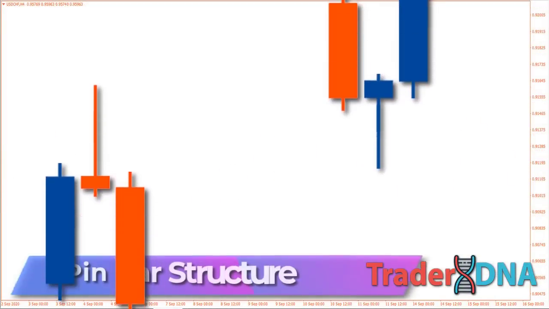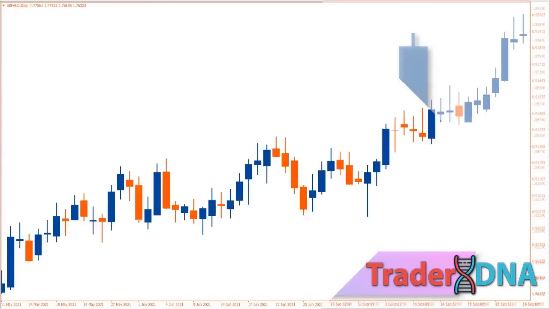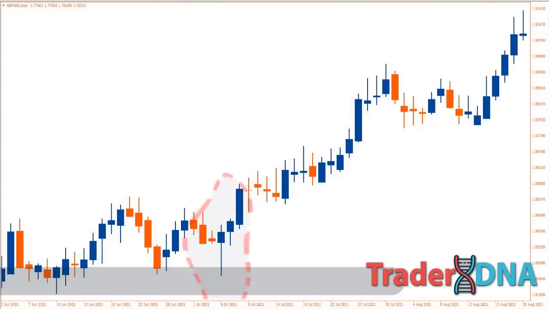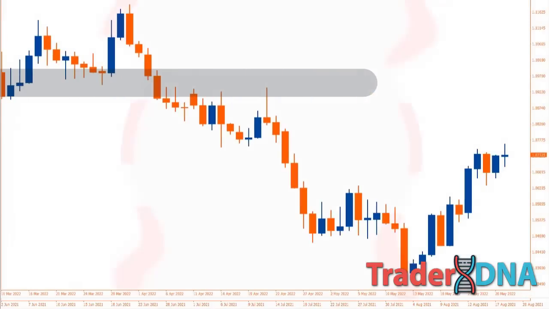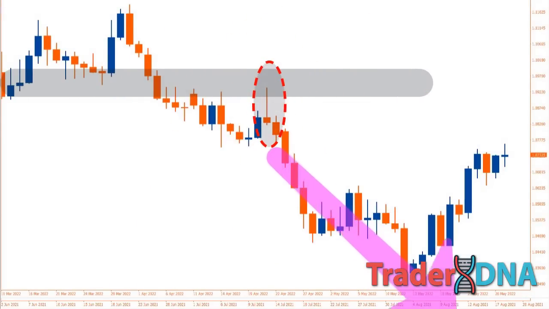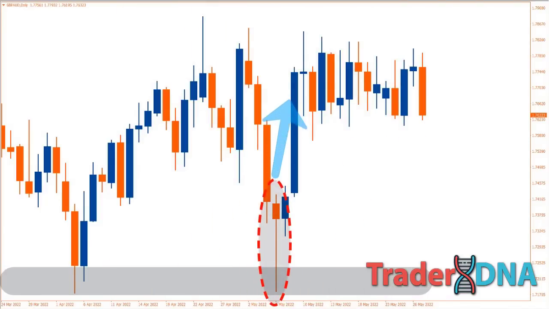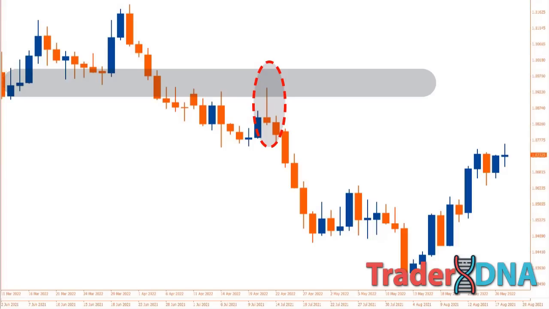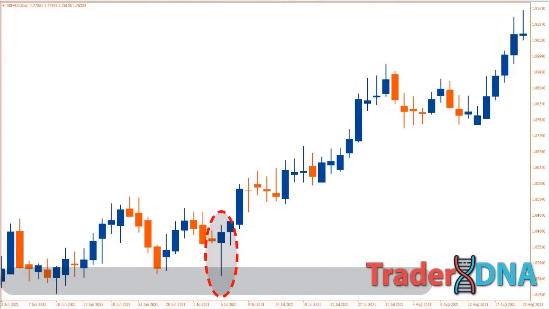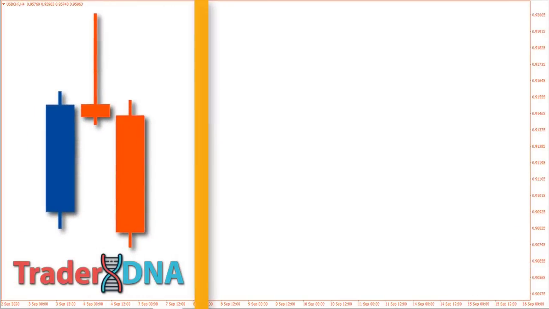Pin bar structure. Pin bars occur in all market conditions, uptrends, downtrends, and range bound. The beauty of price action analysis is that it teaches you how to analyze market movement based on inherently generated data, namely price data. So let's understand a bearish pin bar and how it formed.